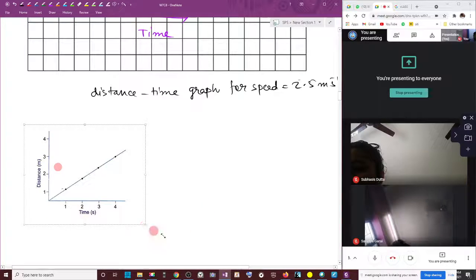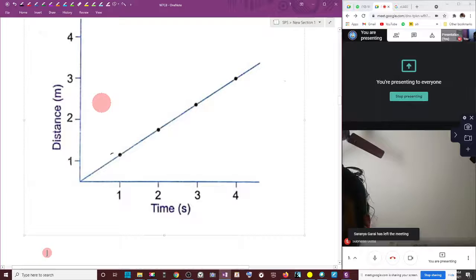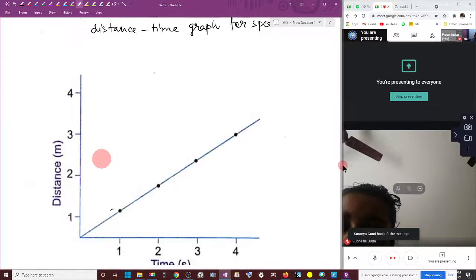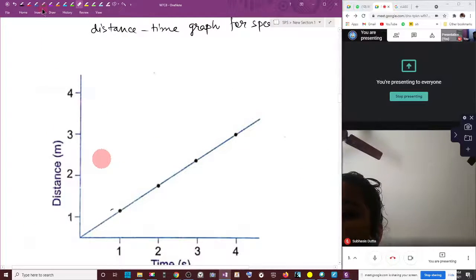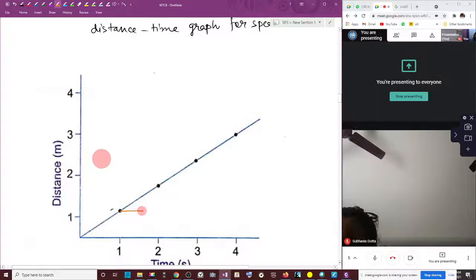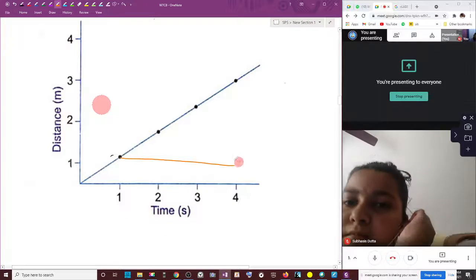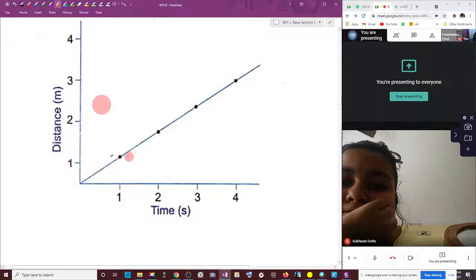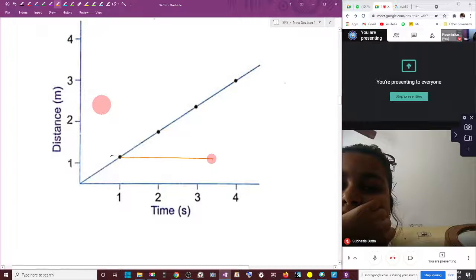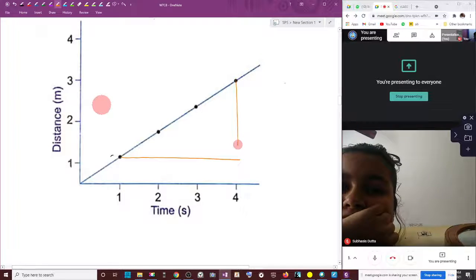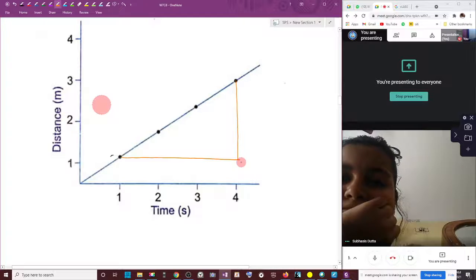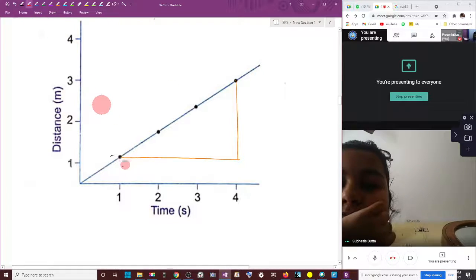Okay, now can we see this graph now? Yes, sir. Okay, now tell me one thing. If I take a triangle like this, first understand what am I doing. I am taking a triangle. Okay, can I take a triangle like this? Yes, sir.